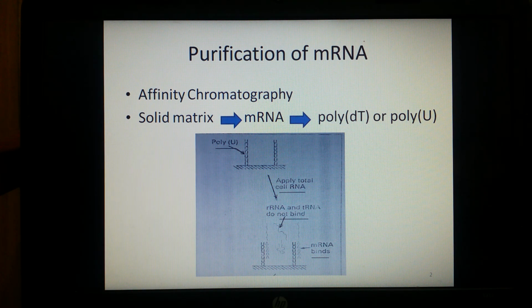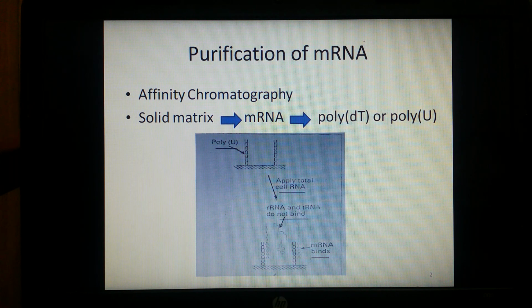In the last lecture I told you how the poly-A tail is added step by step to the 3' end. Now let's see how this poly-A tail, which is part of most eukaryotic messenger RNA, provides a convenient means for the purification of these RNAs. The technique used for this purification process is affinity chromatography.